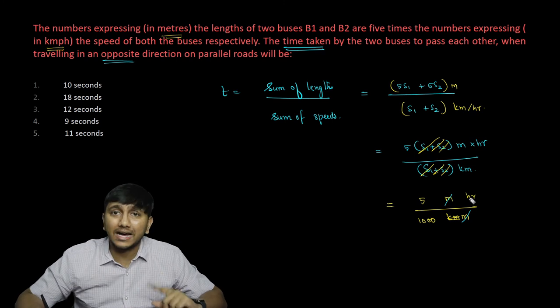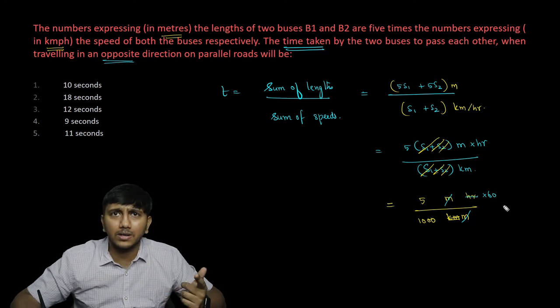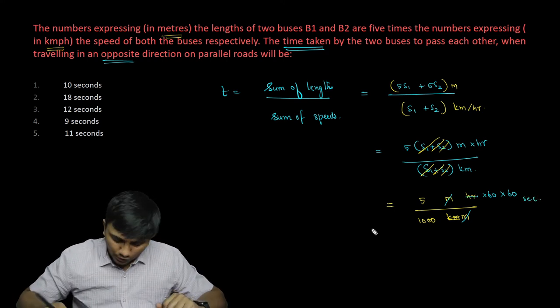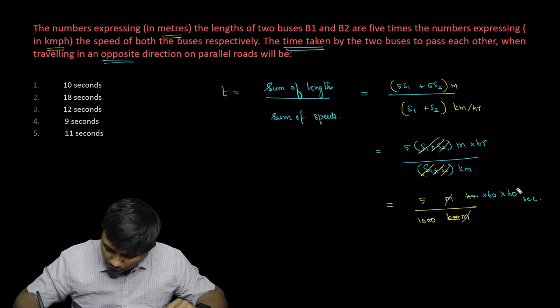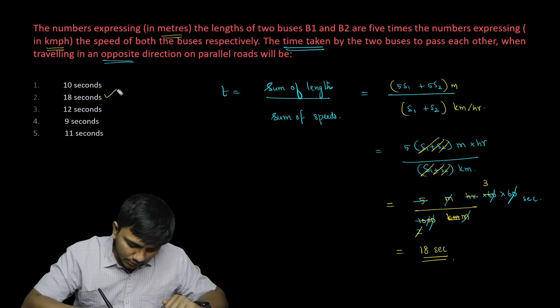Now I'll have to convert hours in terms of seconds. Hours in terms of minutes will be into 60, and in terms of seconds will be another into 60. Now the expression is in terms of seconds. So let's simplify this and see what we will get in the end. I can cancel 10 with 10 here, 10 with 10 here, and 5 I can cancel with 10, it will become 2. The 2 I can cancel with one of the 6s, that will become 3. So 3 into 6, 18 seconds should be the answer for this question.